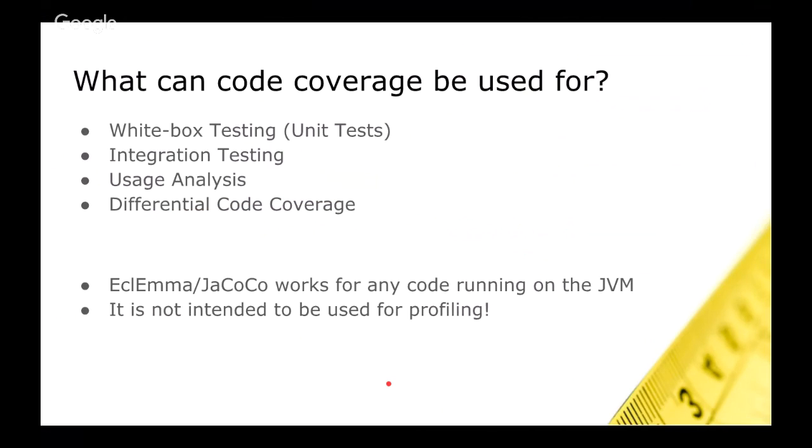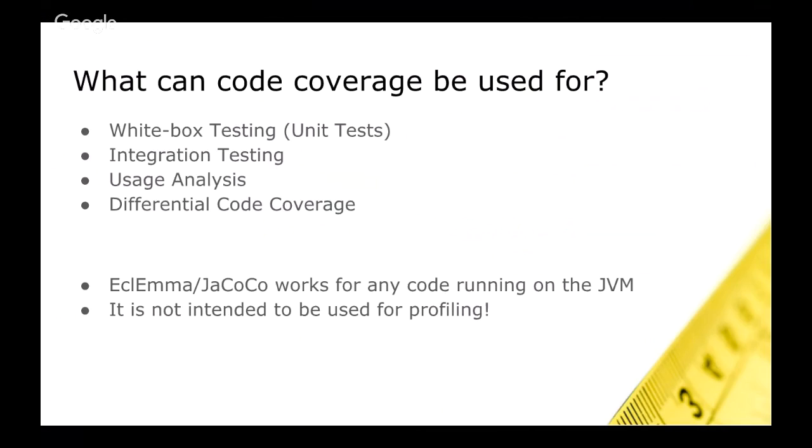Okay. To sum it up, what can we use code coverage for? The typical use case is white box testing, so unit testing. If you really care about specific units and the code in them and want to test that and make sure that this unit is actually fully tested. I can also use it for integration testing to see whether maybe I missed some scenarios in my integration test, or maybe there is code which is not used at all, maybe it's obsolete and I can remove it.